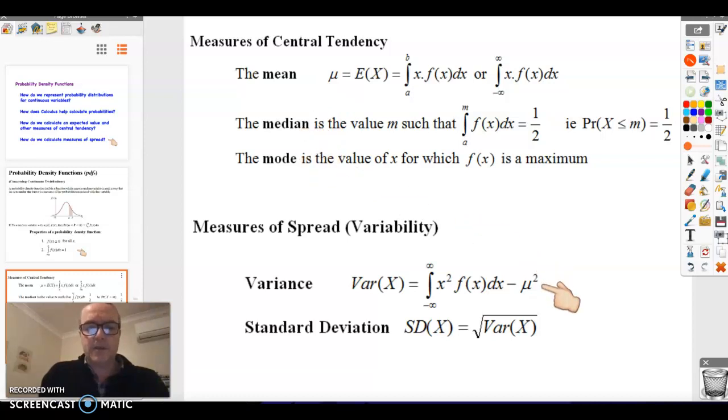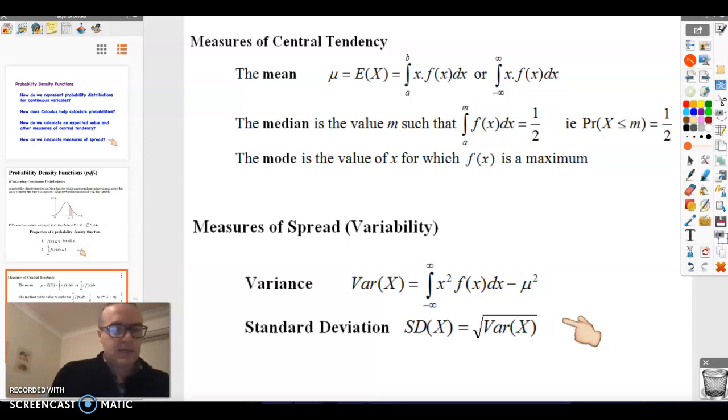We have a formula here for calculating the variance, which is the integral of x squared times f of x minus the mean squared. So we'll see how we calculate that. And then the variance, when we take its square root, that will give us the standard deviation of the distribution.